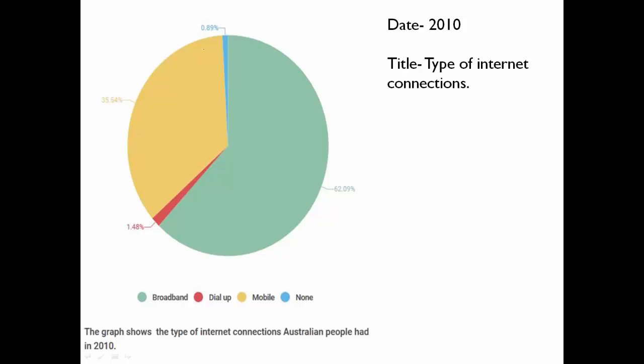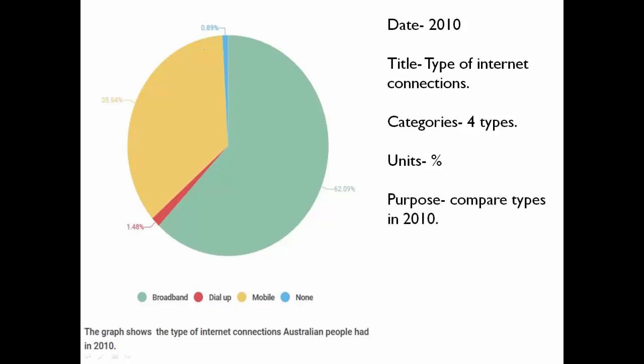So this is different from the bar chart because this is Australia as a whole. It's not talking about different cities. It's talking about the whole of Australia, and it is the type of connection: broadband, dial-up, mobile, or no connection at all. There are 4 categories which we just mentioned. The units are in percentages. Of course, most of the time pie charts will be in percentage. And the purpose is just to compare the different types. So it's to compare broadband, dial-up, mobile, and people who don't have any internet.